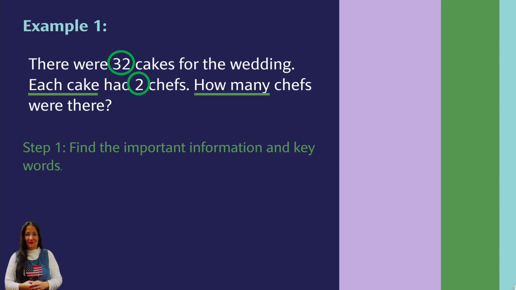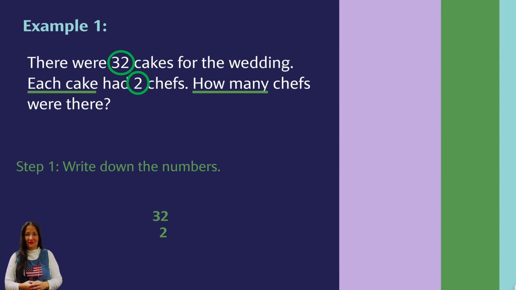Step 1. Find the important information and keywords. You need to know how many cakes, so there's 32 and 2 chefs. How many chefs? How many is the key word. Step 1. Write down the numbers: 32 and 2.